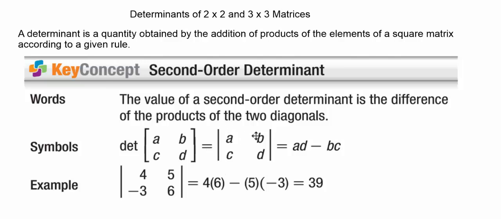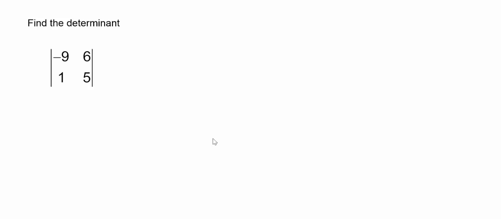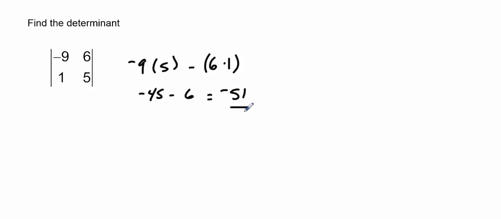Notation for determinants looks kind of like an absolute value, or they'll put a DET out in front, labeled determinant. To calculate that determinant, you take the diagonal of A and D, multiply those together, and then subtract from it the diagonal multiplication of C and B as shown in this example. If we do the actual example, again, we take this diagonal of -9 and 5 and subtract from it this product of 6 and 1, getting -45 minus 6 or -51.